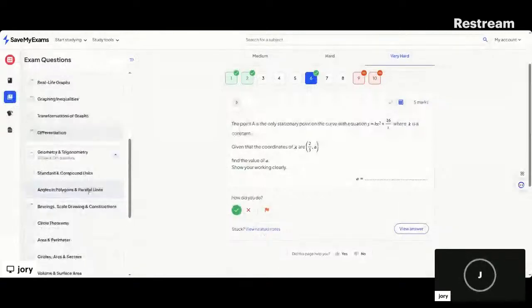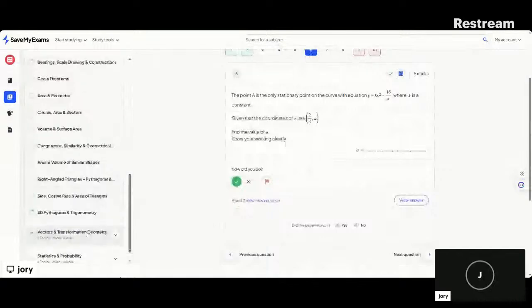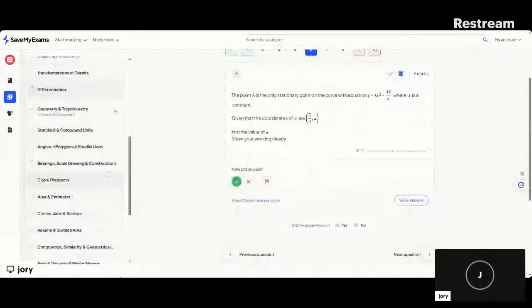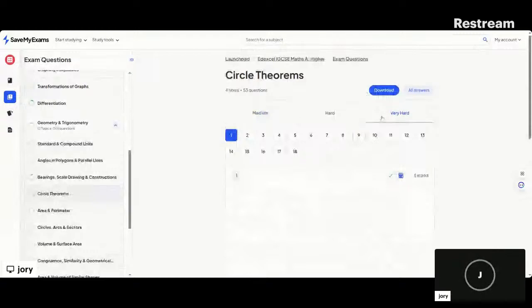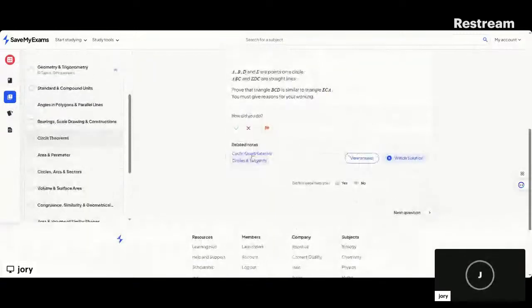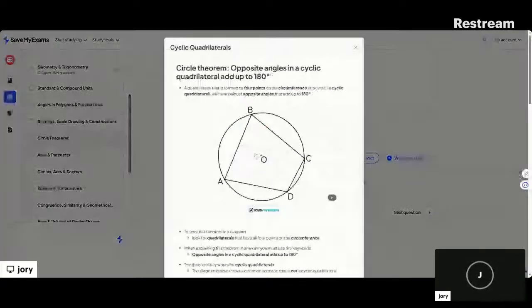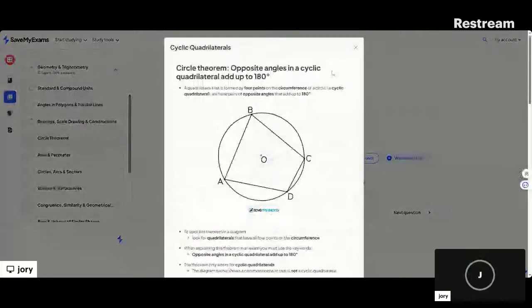Okay, let's go something else. Oh my god, I forgot all about the circles. I skipped right into the circles. It's very hard questions. Okay. I'm gonna have to study this. My brain hurts.